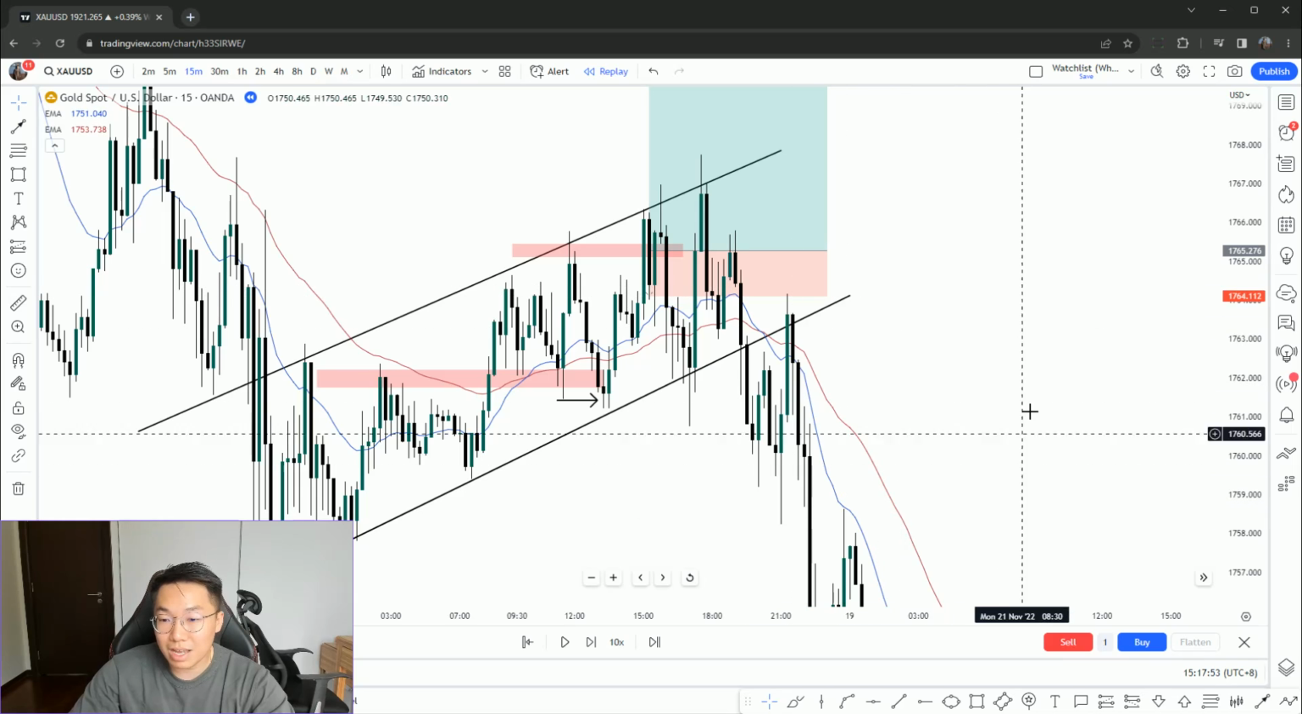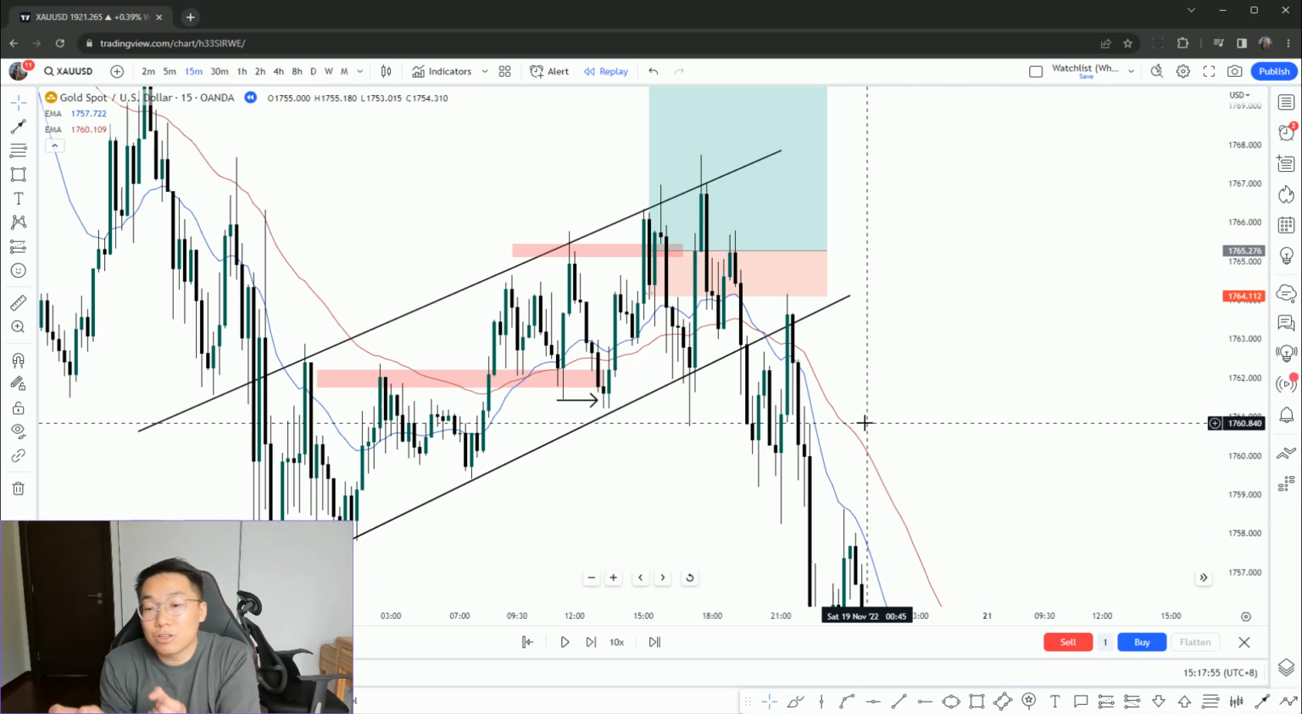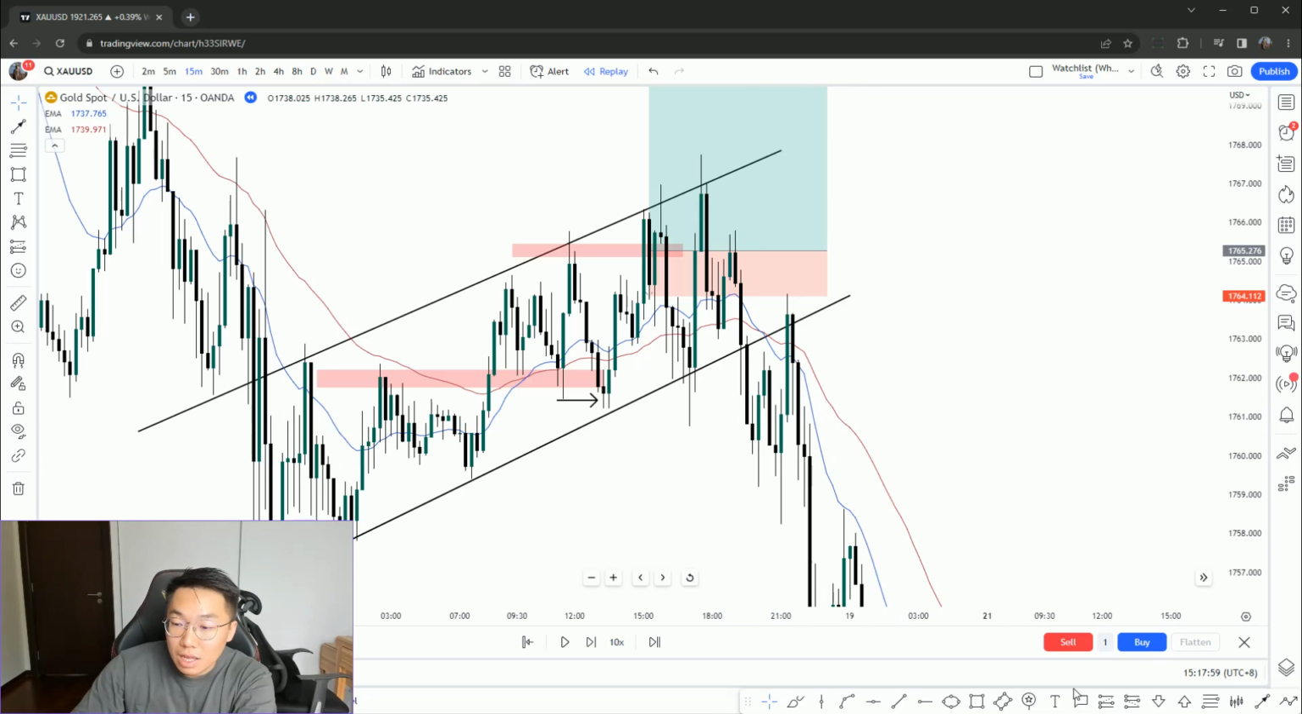So this is that kind of condition where people are just trying to accumulate or distribute liquidity. If you place your stop loss again under this low, what would happen? You get stopped out by this candle.